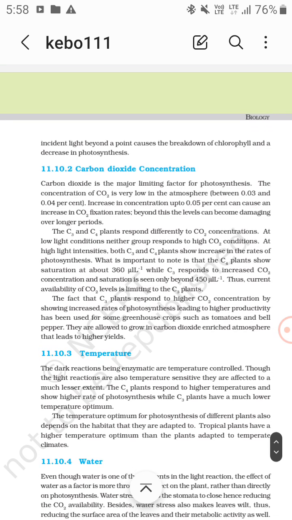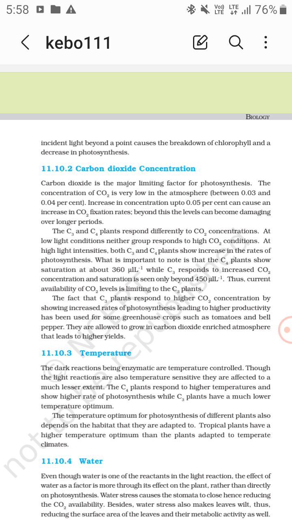Okay, now C3 and C4 plants respond to CO2 concentration differently. C3 plants show 450 saturation of CO2, and C4 shows 360 saturation for CO2, right? So thus the current availability of CO2 levels is limiting to the C3 plant.